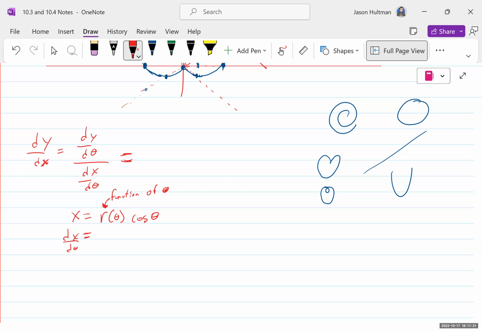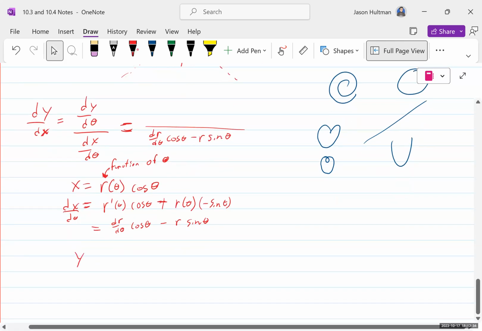And so dx d theta is going to use the product rule: derivative of the first, which is r prime of theta, times the second, cosine theta, plus r of theta times the derivative of cosine, which is negative sine theta. I can rewrite this a little nicer, r prime of theta as dr d theta, cosine theta minus r sine theta. So that's what's going to go on the bottom of our formula to translate dy dx into dr d theta: dr d theta cosine theta minus r sine theta.